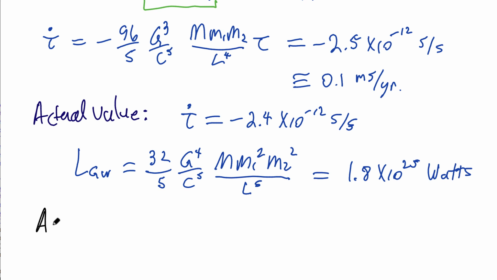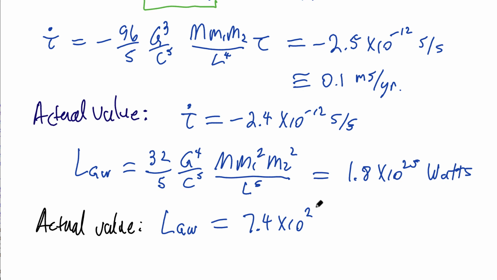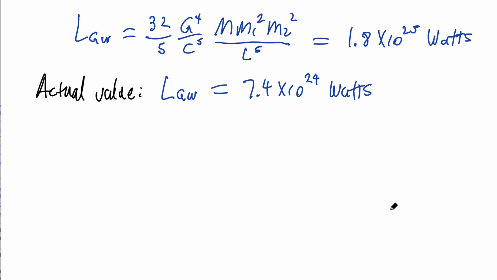The actual value is about 7.4 times 10 to the 24th watts. So in this case, our prediction, which assumes circular orbits, is off by a little bit more than a factor of 2. I'll leave you with a couple of questions you can answer for yourself.